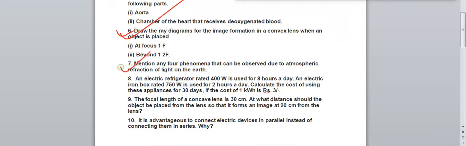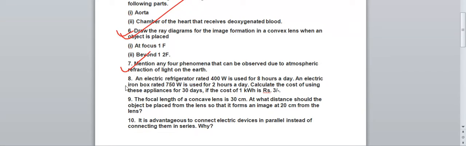So we have to write 4 phenomena which we can observe due to atmospheric refraction of light. First point, you can write twinkling of stars. Then you can write sunrise and sunset effect. Then you can write formation of rainbow is also one of the points. Then the sun appears to us 2 minutes before the sunrise and 2 minutes after the sunset. Those 4 points you can write in that question.